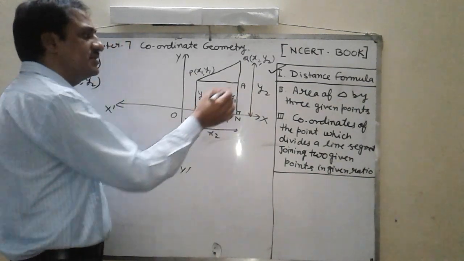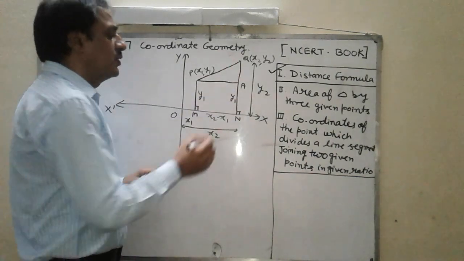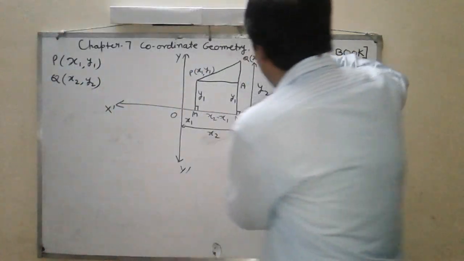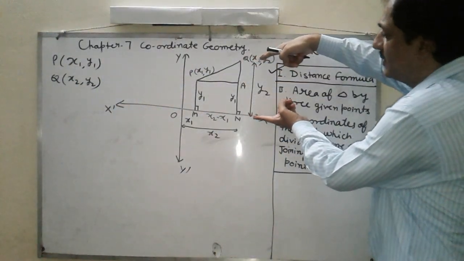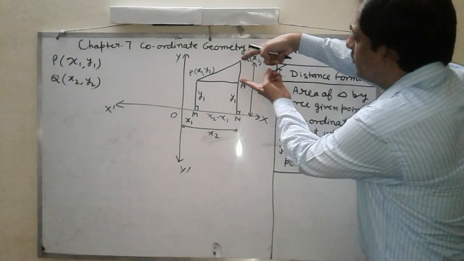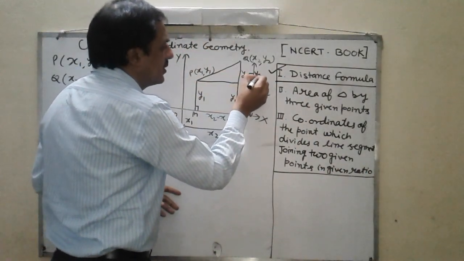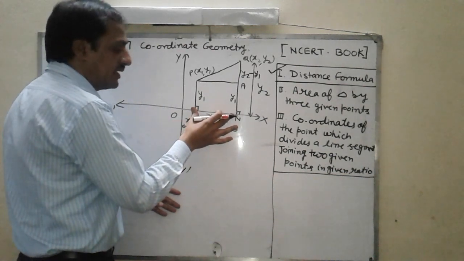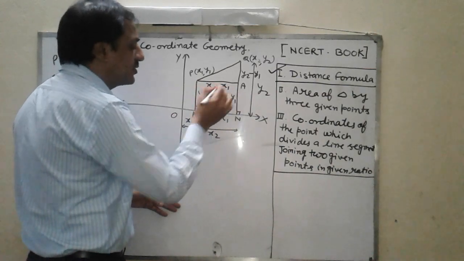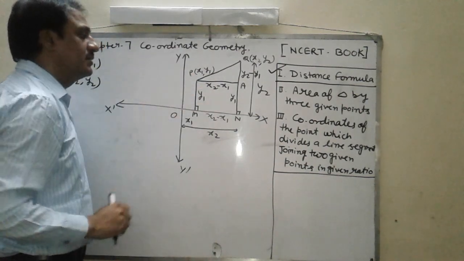So can you tell me what will be the distance between A and Q? y2 minus y1, because QN is y2 and AN is y1. If this is y2 and this is y1, so this will be y2 minus y1. And if this distance MN is equal to x2 minus x1, so PA is also x2 minus x1, because it is a rectangle, and you know that the opposite sides of a rectangle are always equal.